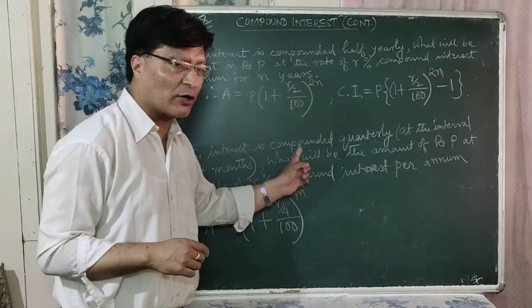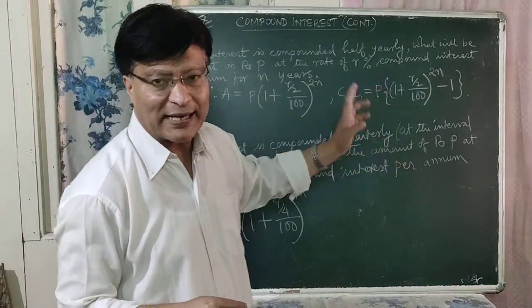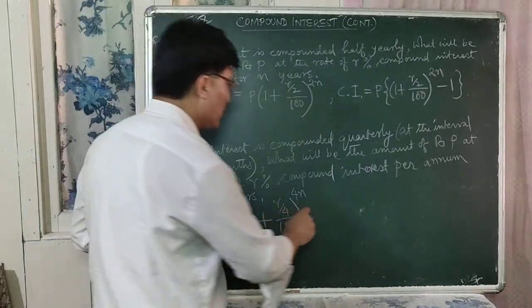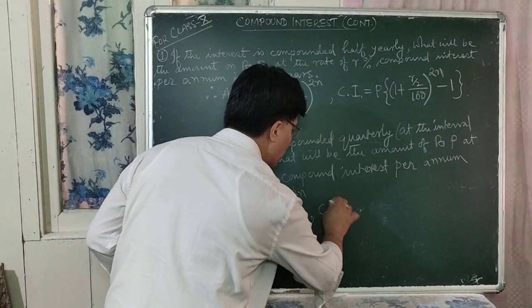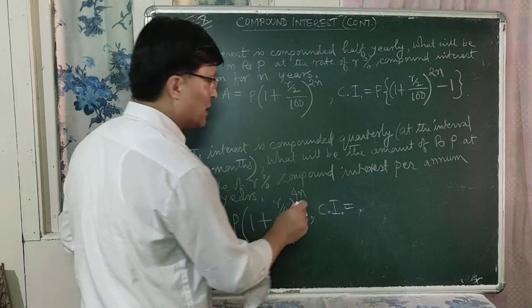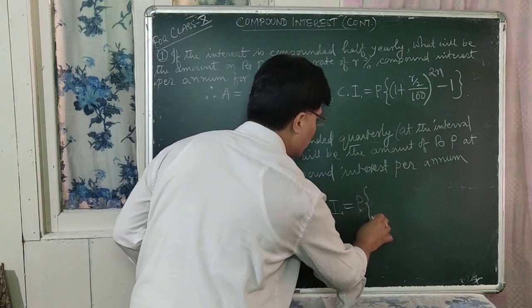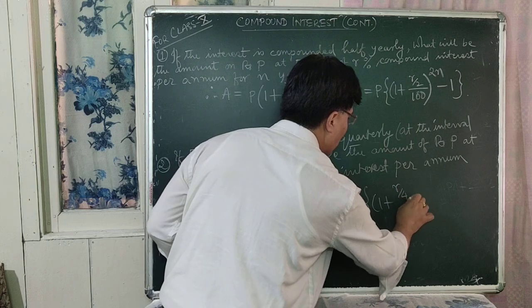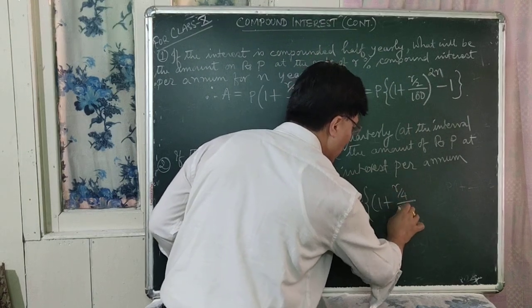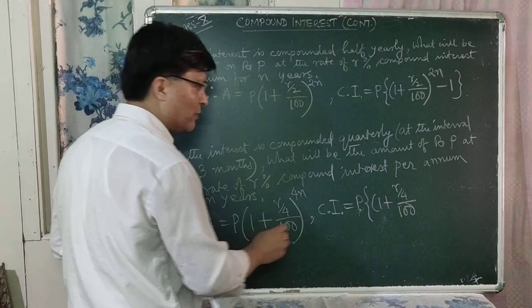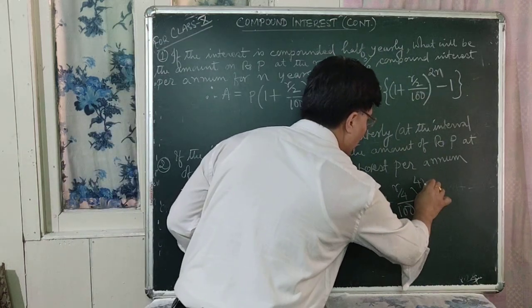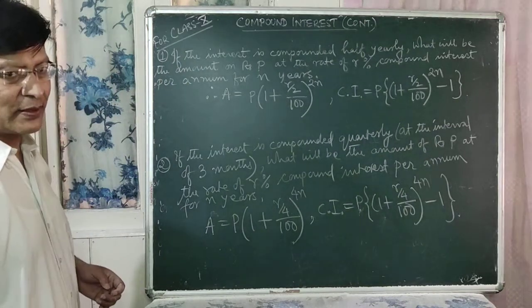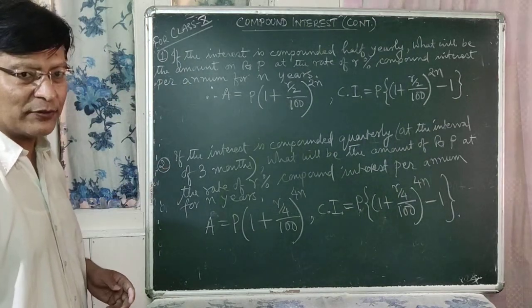If the interest is compounded quarterly, that is at the interval of 3 months. Okay. So now what is the formula for compound interest? So CI is equal to P within second bracket 1 plus R by 4 whole divided by 100, right? Whole to the power 4n. Then what do we write? Minus 1. Is that clear to all of you?